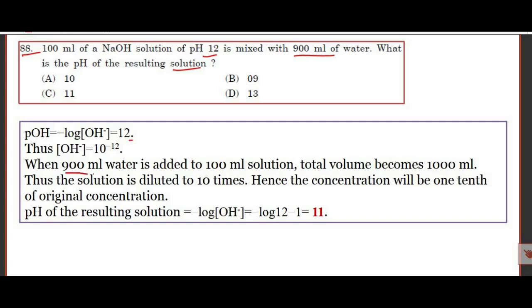When 900 ml water is added to 100 ml solution, the total volume becomes 1 liter, thus the solution is diluted 10 times. Hence, the concentration will be 1/10 of the original concentration. Hence, the pH is 12 minus 1, which is 11. Here you see it is 11. C is the correct answer.